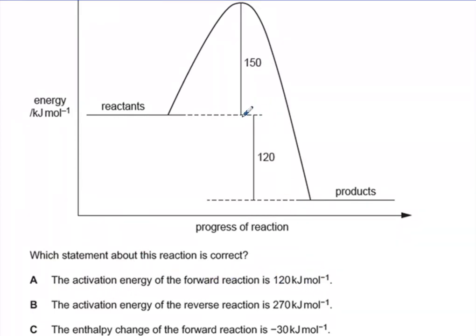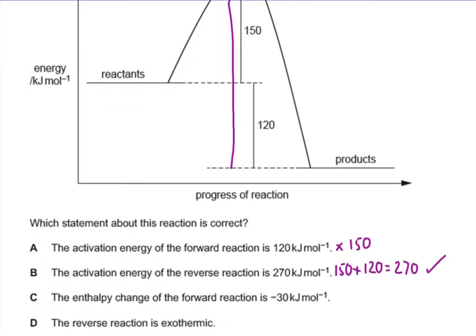Well, no, the activation energy of the forward reaction is this up arrow here. It would be 150. The activation energy of the reverse would start at this products line and go all the way up to the peak. So you would add up the value of these two lines. So is 150 add 120, 270? Well, it is. And so B looks like it's the right answer, but let's just check out C and D.